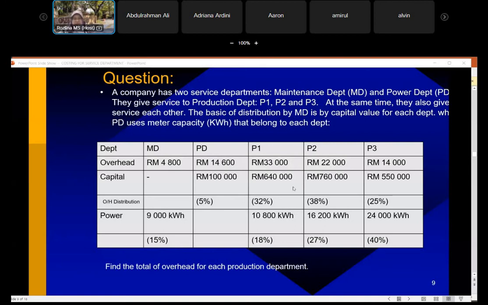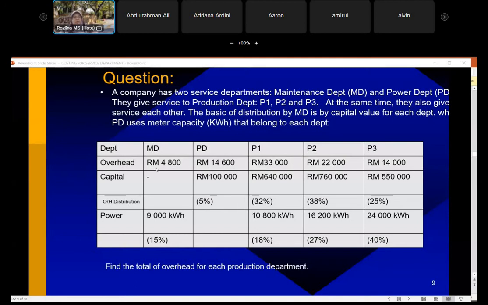Only for this part. And then you take the 100,000 and divide by the total. And then P1, 640,000, divide by the total. And also the others. So you will get 5%, 32%, 38, and 35. And that means PD will absorb the cost from MD.